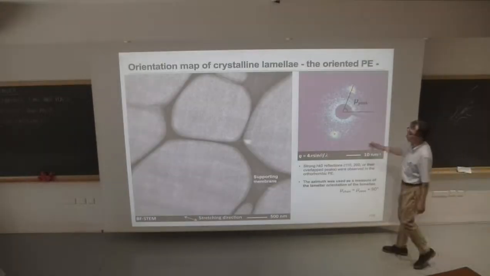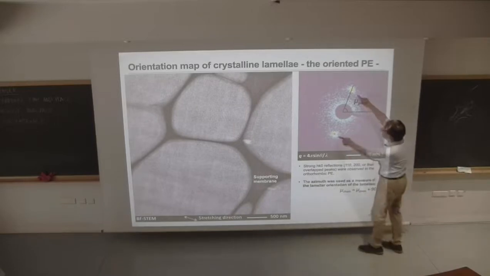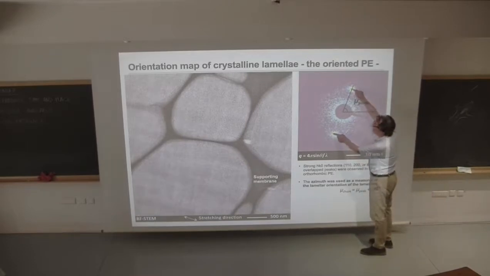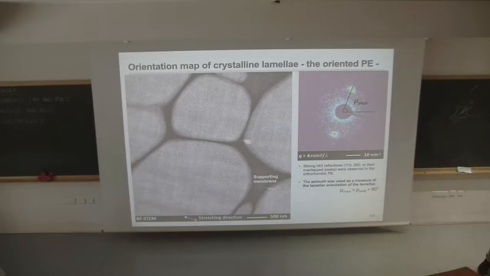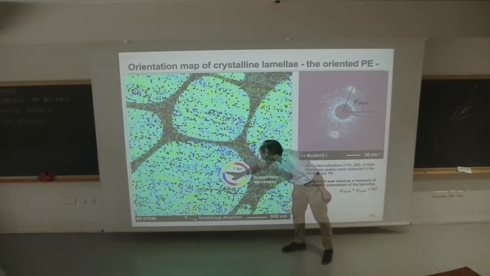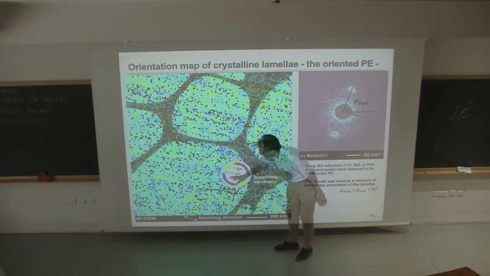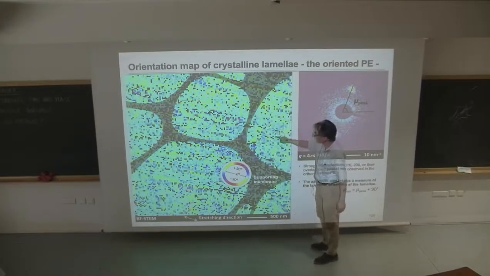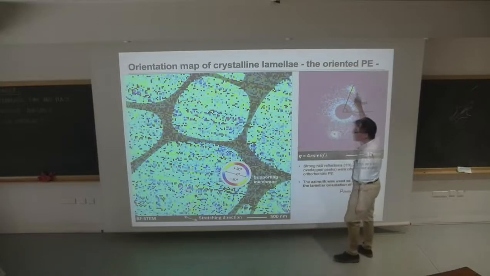Now for the oriented sample, stretching this way, we took this 110 or 200 peak. We focused on this peak because the chain direction is perpendicular to this line from this diffraction. We know that, so we only focus on this position, and then we draw. We try to measure the chain orientation. So if the chain is oriented this way, which is similar to the stretching direction, then it's blue. If it's perpendicular, it's red. Some spots we cannot identify, so those are black.